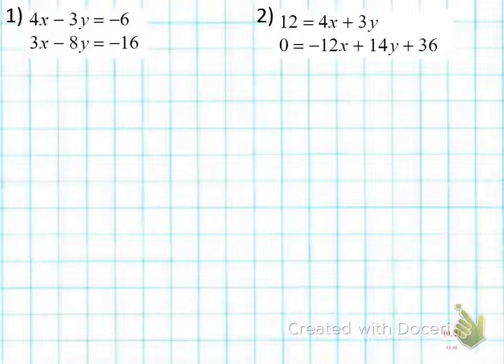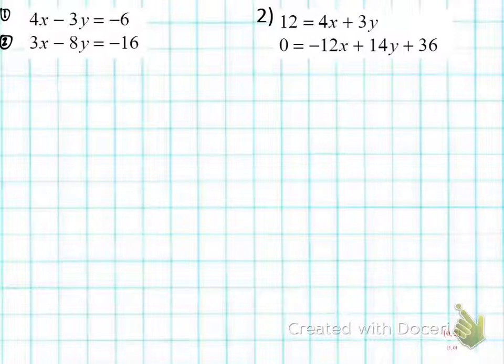Okay, so number 1. We have 4x minus 3y is equal to negative 6, and the second equation is 3x minus 8y is equal to negative 16. I'm noticing that my x's are lined up, y's are lined up, equal signs are lined up, constants are lined up. I always like numbering my equations so that I know what they are. But can I multiply anything with 4 to get 3? No. 3, anything to get 4? No. Can I multiply 3 with anything to get 8? No. 8 times what is 3? No. I can't do anything because they're all different.